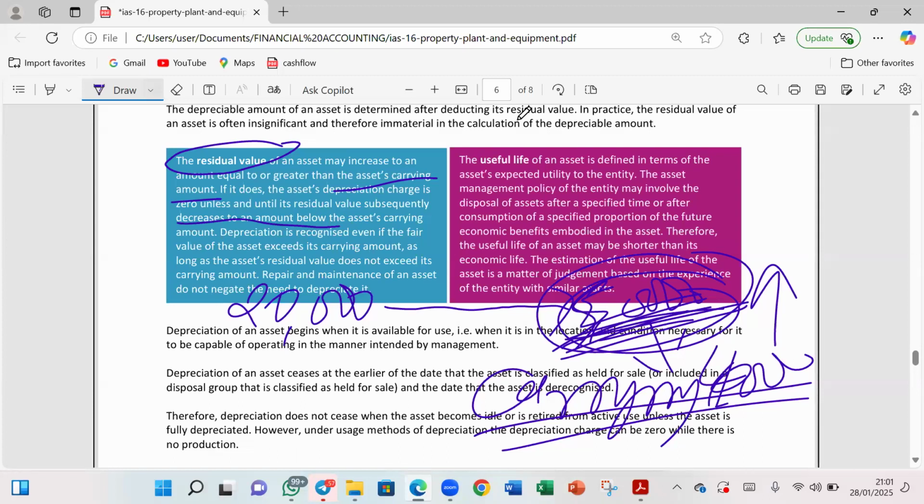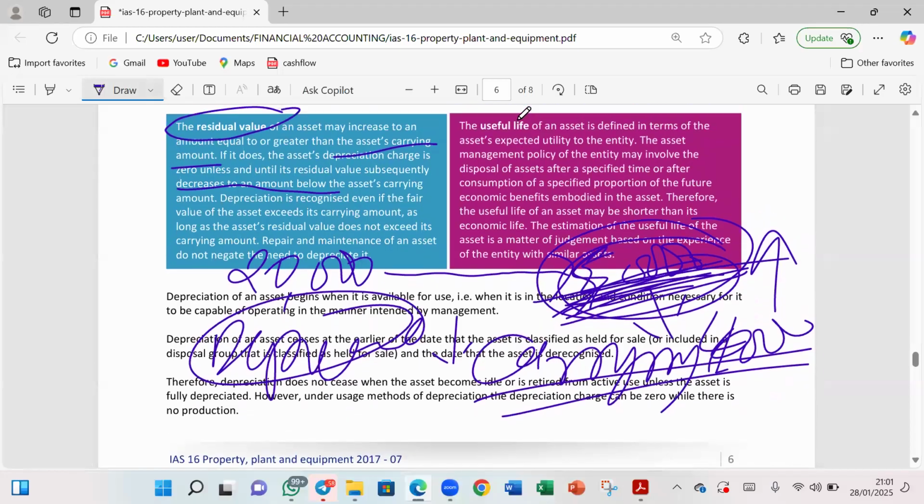But if the residual value subsequently decreases to an amount below the asset carrying amount, the asset depreciation charge is 0 unless the residual value decreases to an amount below the carrying amount. So in the case where we have the residual value less than the carrying amount, then we have the depreciation. In the case where the residual value is more than the carrying amount, then we shall have what we call the depreciation.